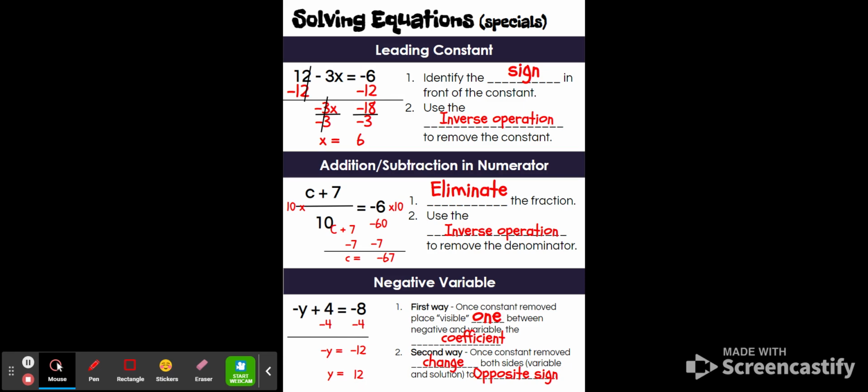All right, guys, so today, after these notes, you're going to work on some activities, practicing solving equations. Do your best to stay focused and on track.